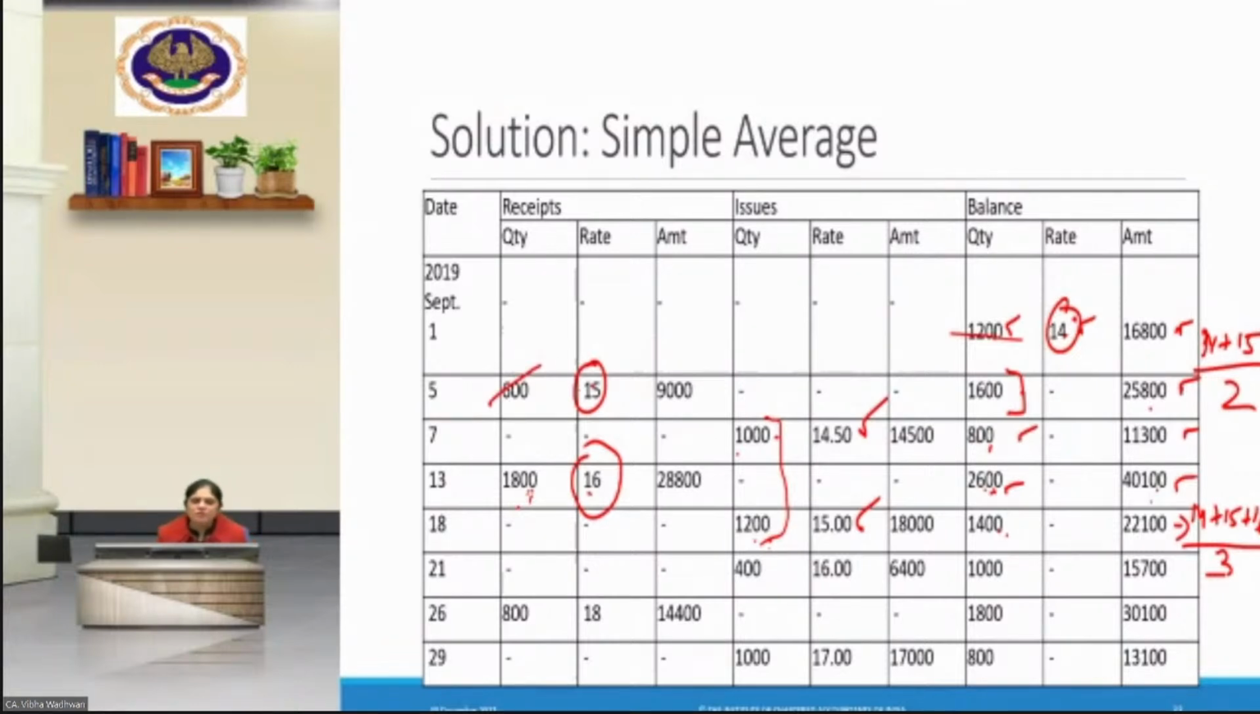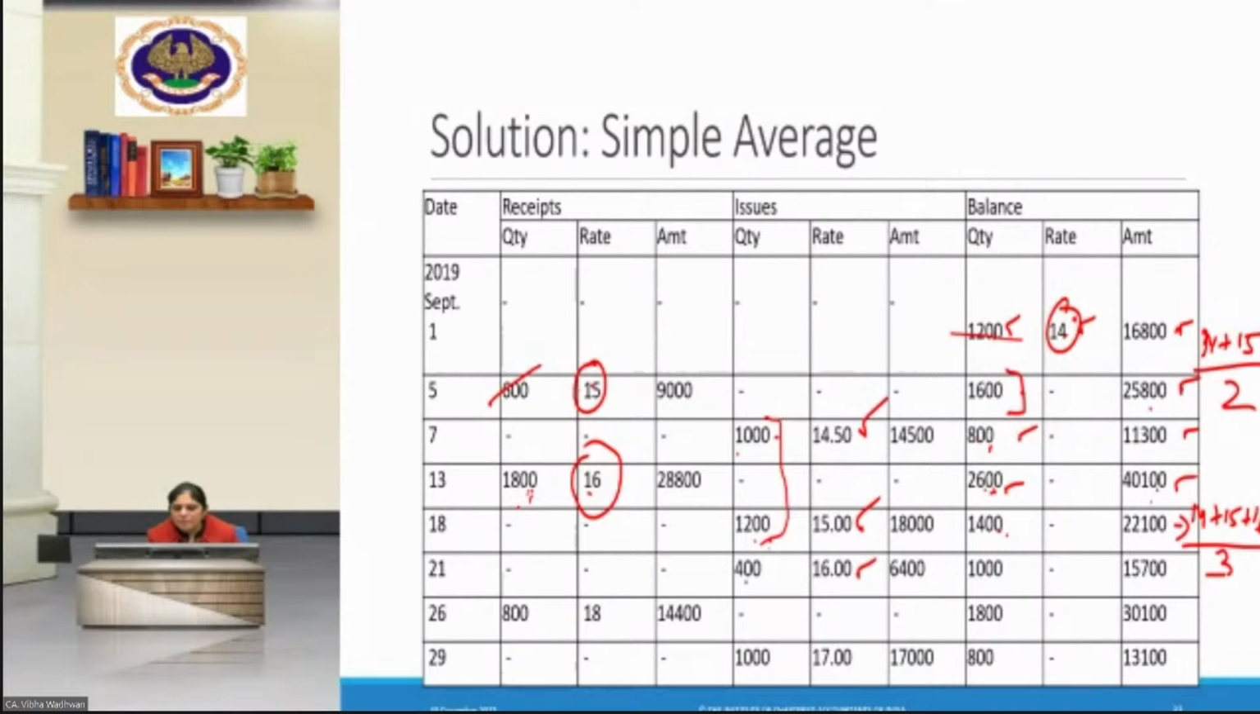Only the 13th September lot is available. Both the earlier lots must be exhausted by now because we have already issued 2,200 units. So 1,200 plus 600, 1,800. And from this lot also we have issued, but this lot is still available. So only one lot is available. So we have applied only the 16 rate since only one lot is available now. All right. So we will be issuing 400 units at the rate of 16, and in the balance, reduce the quantity from the quantity, reduce the amount from the amount.